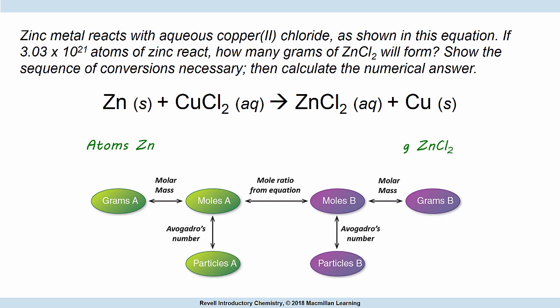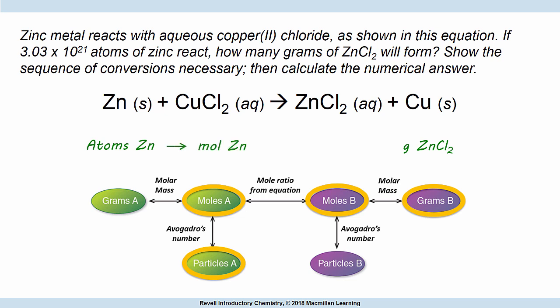From the mole map, we can see that we are given particles of one species. Let's call it particles of A. We're asked for the grams of another species, that is, grams of B. From the mole map, we see that we must go from particles of A to moles of A, to moles of B, to grams of B. For our problem, this means that we must go from atoms of zinc to moles of zinc to moles of zinc chloride, and then to grams of zinc chloride.